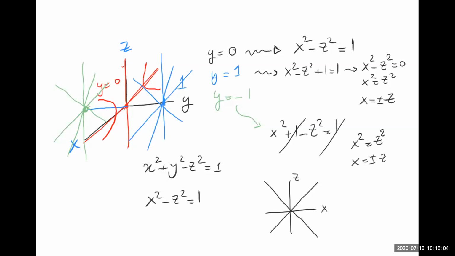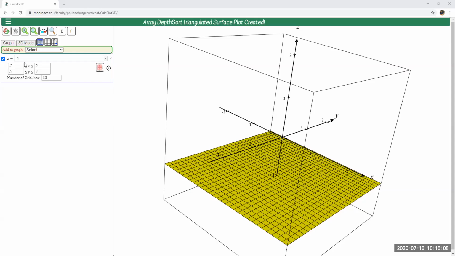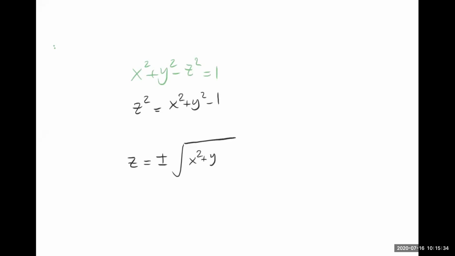Okay, let's look at this plane. Okay, z equals to what? Maybe it's better first if I derive the equation in terms of z. So x squared plus y squared minus z squared equals 1. This is the function we want to find, right? It means z squared is equal to x squared plus y squared minus 1. So z is equal to plus minus square root of x squared plus y squared minus 1.